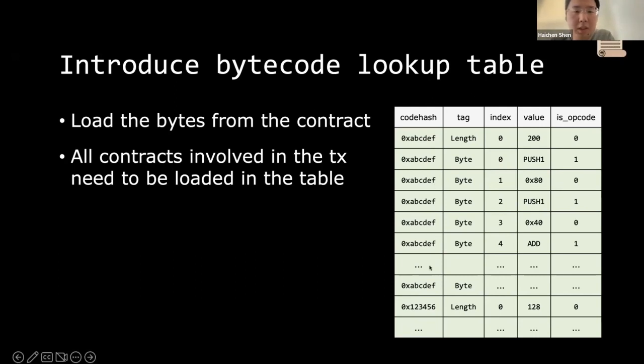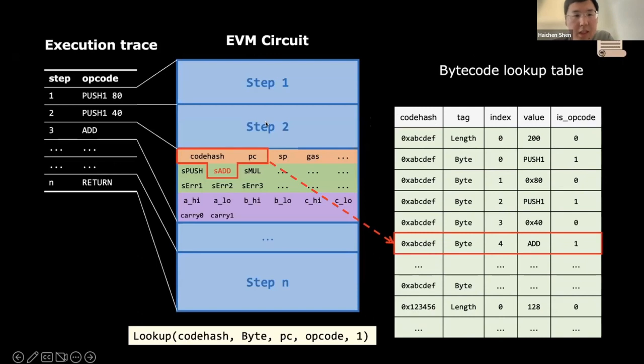So all need to be loaded into these tables. Let's assume this table is the ground truth, so that it's correctly loaded inside these tables. After that, you can put back the EVM circuit.